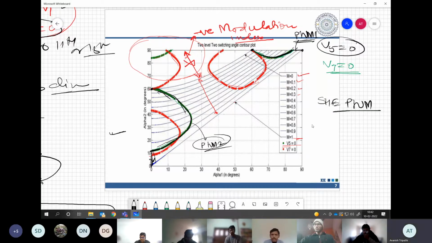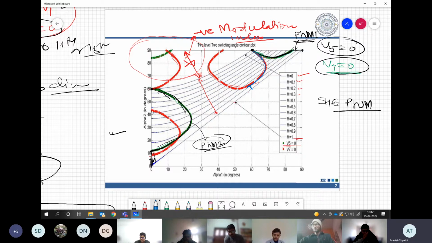Then somebody may say, why fifth? If I want to go for seventh, I can follow this red curve. I can follow this and reach up to the modulation index here, and then I can go towards the highest modulation index without any problem.